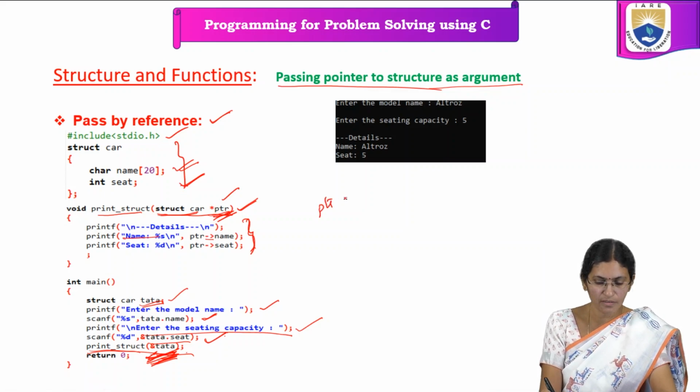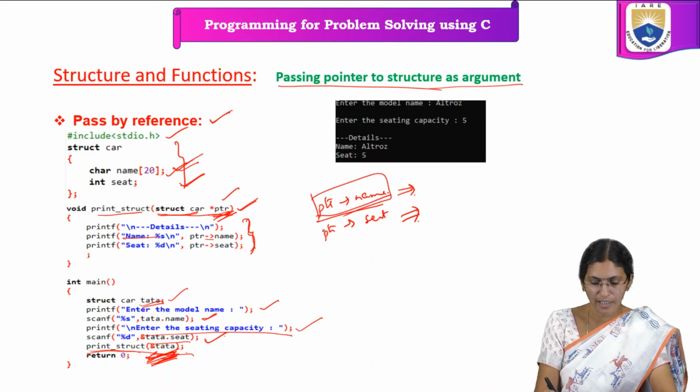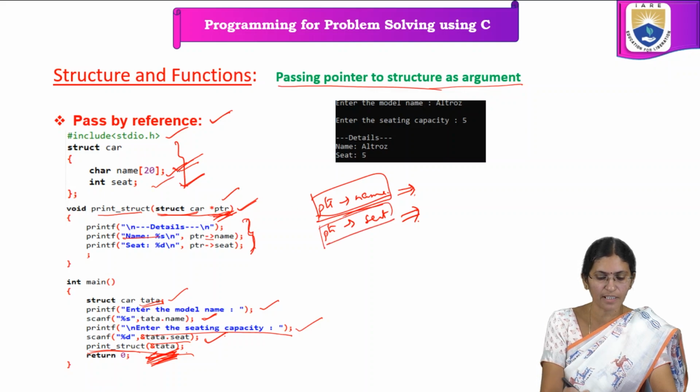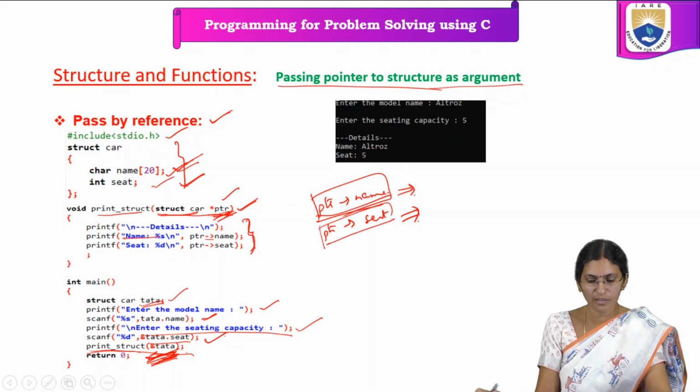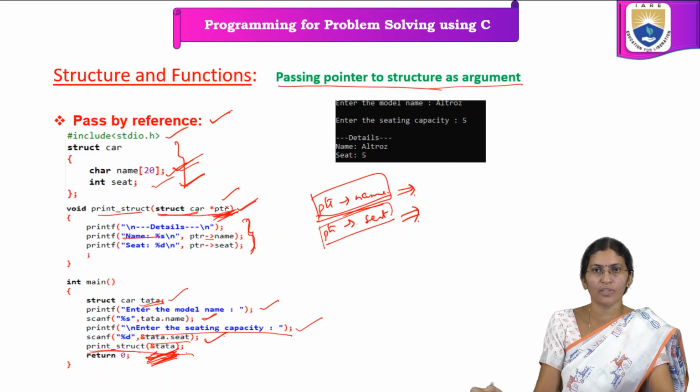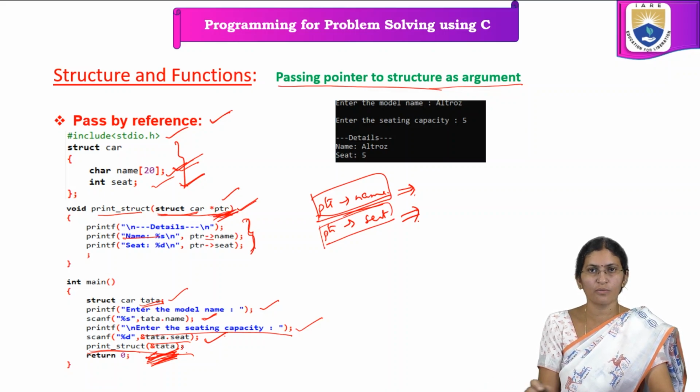So ptr arrow name will print the name of the car, and then ptr arrow seat will print the seating capacity. With the help of the first statement, we can access the first member of the structure, and with the second statement, we can access the second member of the structure. In this way, whatever changes we make in this variable are reflected in this variable also. That is what the pass by reference method means: passing a pointer to a structure as an argument.